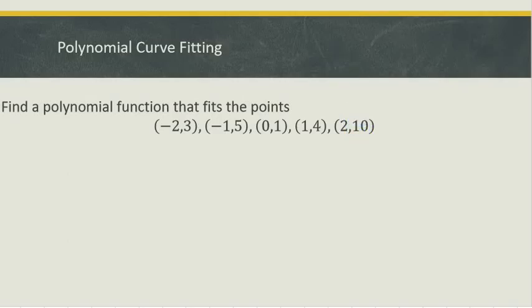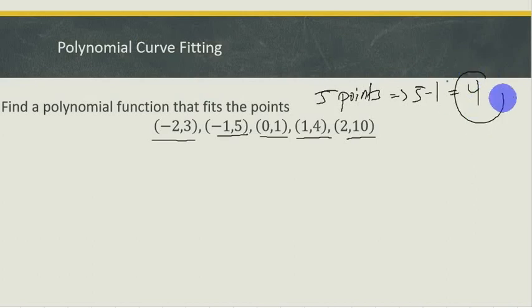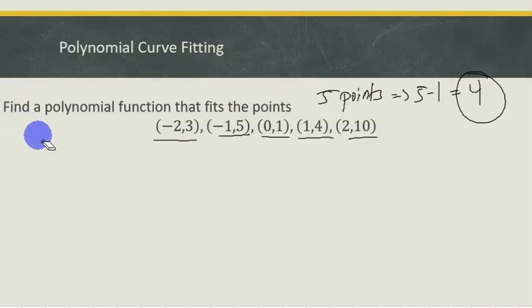Alright, so first, we need to determine what polynomial function we are going to look into. So we have 1, 2, 3, 4, 5 points. Since we have 5 points and we need 5 minus 1 degree, we're going to look into a polynomial of 4th degree, sometimes known as a quartic equation. So a quartic equation will have the form y is equal to, let's write it below that.